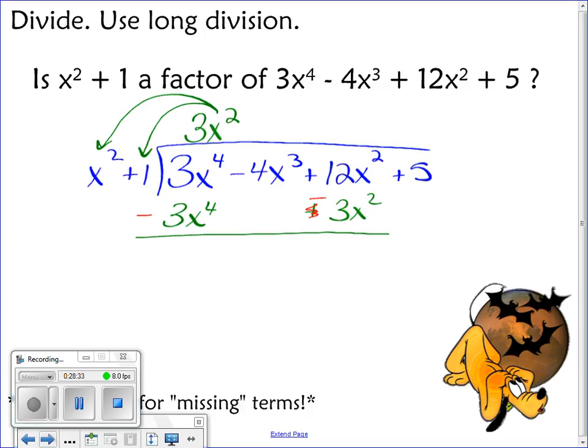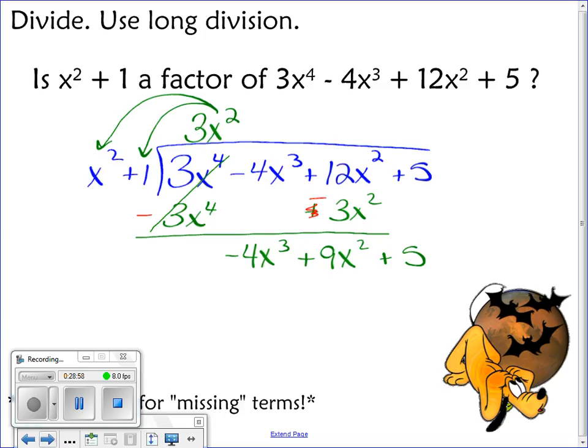Don't panic. So I have negative 4x cubed, 12x squared minus 3x squared is 9x squared, and the plus 5. Just bringing everything down. I just lined it up. I like things to line up. Then don't line them up. I will. You don't have to.